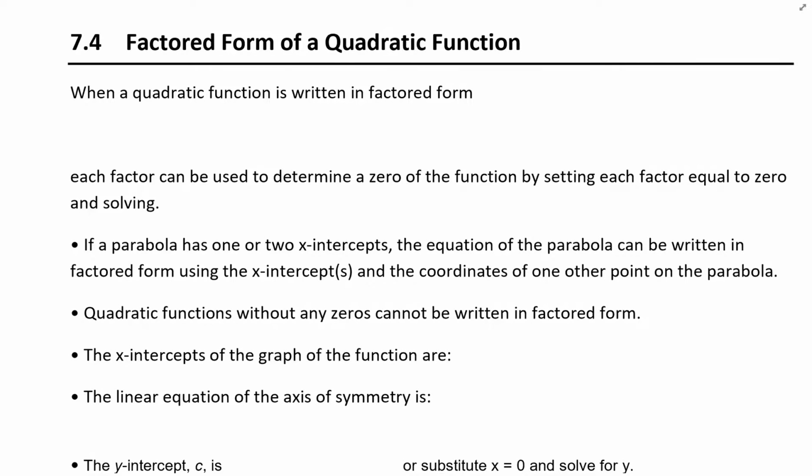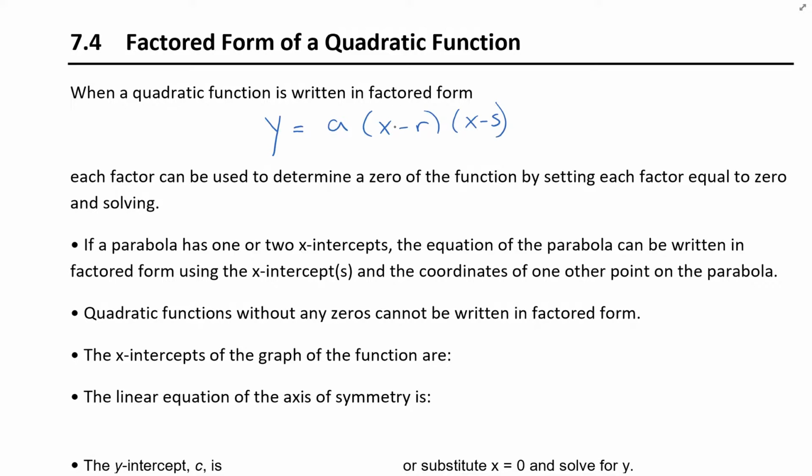In this lesson, we're going to look at the factored form of a quadratic function. When a quadratic function is written in factored form, it looks like this. y = a(x - r)(x - s), and these are brackets that are multiplying. So a times (x - r) times (x - s).